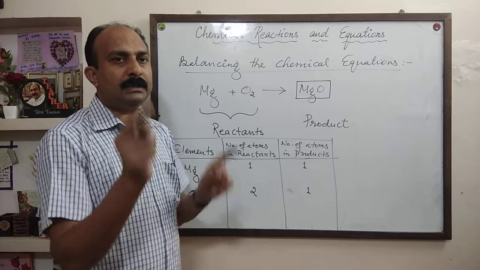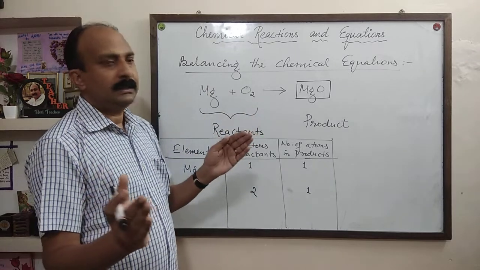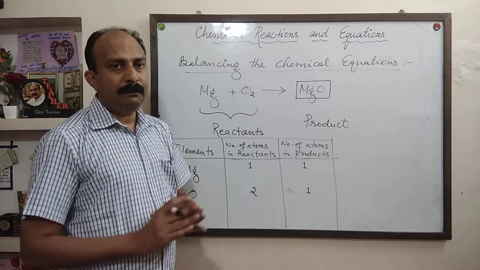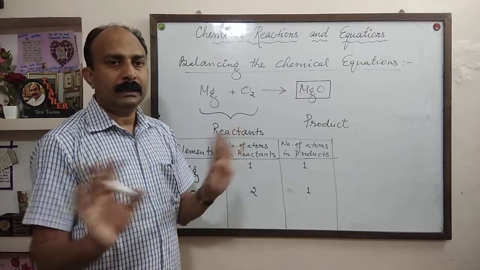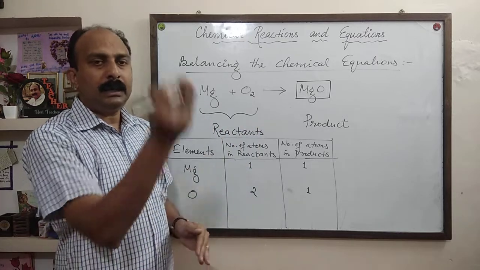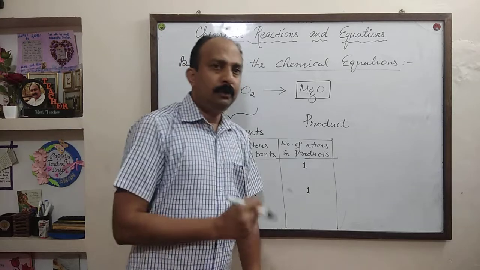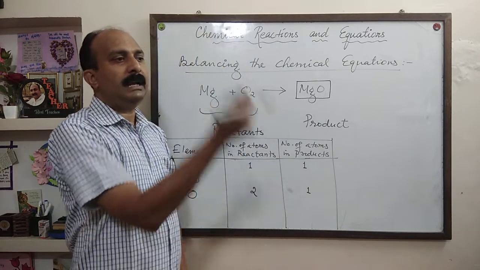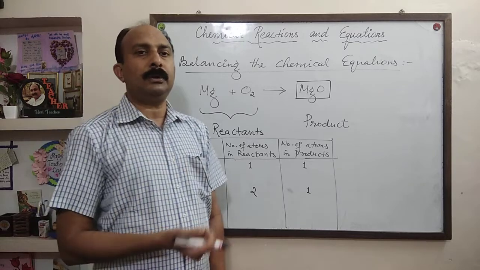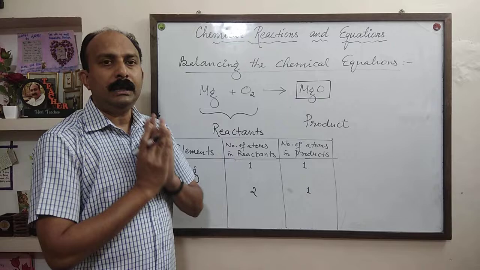You can never make it as O1 or O3 or O4. Did you understand the difference? This is called symbol and formula. Symbols and formulas are to be maintained as they are. But you can only increase the number of molecules, meaning any numerical number can be given to the left side of these symbols. That number represents the number of molecules. So the number of molecules can be changed for balancing a chemical equation.